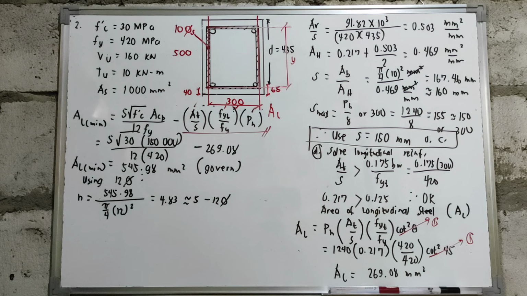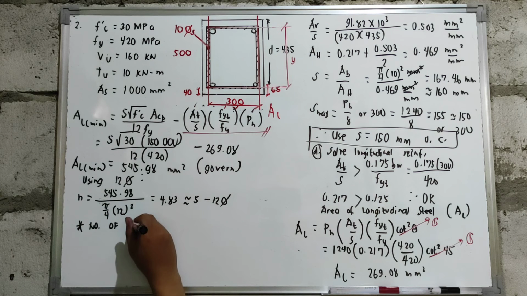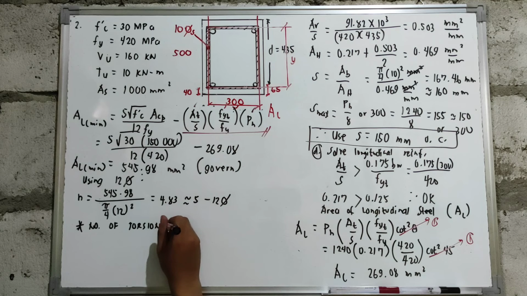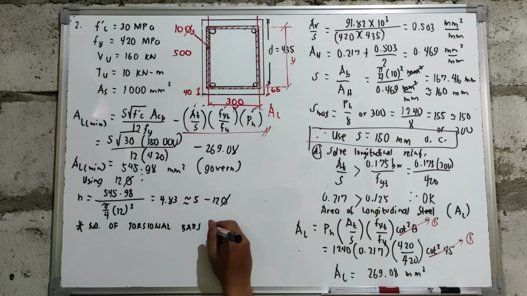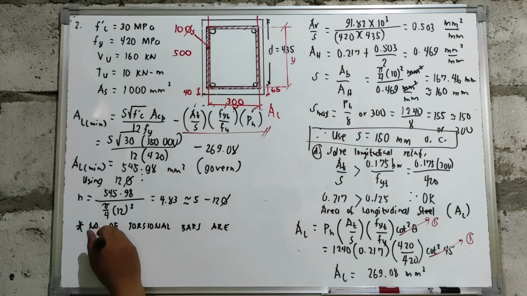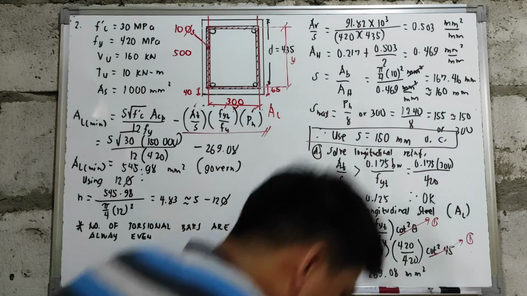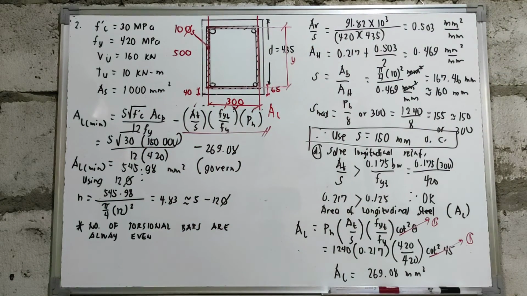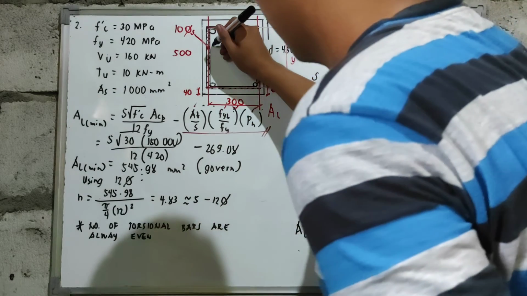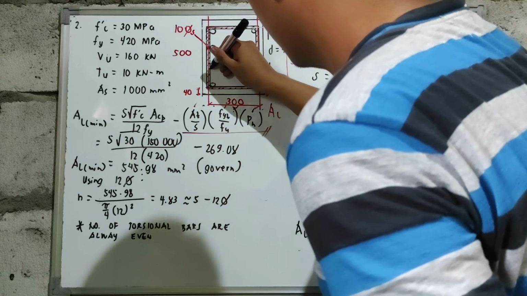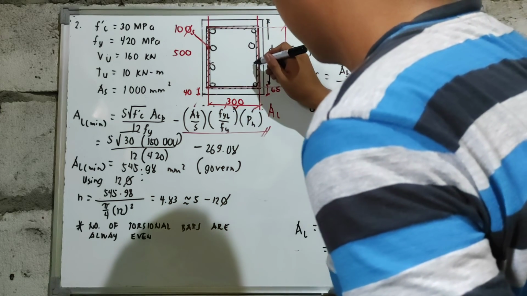Kaso nga lang, meron lang tayong problema dito, no? Dealing with longitudinal reinforcement bars. Ito yung note natin dyan. Number of torsional bars are always even. So, even lagi yung numbers natin. So, kung meron tayong 5, paano natin yan i-lay out? So, mangyayari niyan is maglalagay tayo ng 4 dito. So, meron tayo dito ng 4. 1, 2, 3, tapos 4.